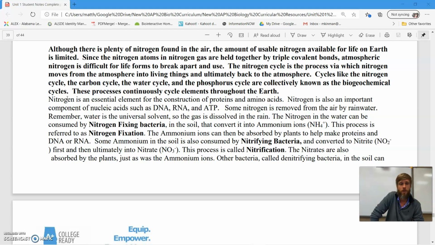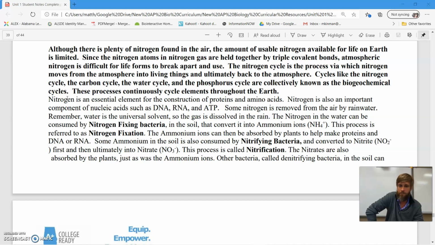Nitrogen is also an important component of nucleic acids such as DNA, RNA, and ATP. So if you know anything about DNA and RNA, you know that DNA is our blueprint, which makes us. Therefore, one could argue that we would not exist without it. And nitrogen is an essential component of DNA. And ATP, as most of you know, is produced by the powerhouse of the cell. But what does that even really mean? But adenosine triphosphate requires nitrogen.